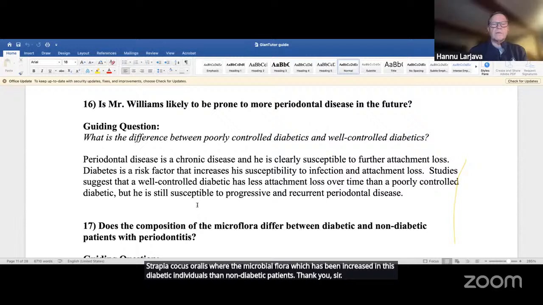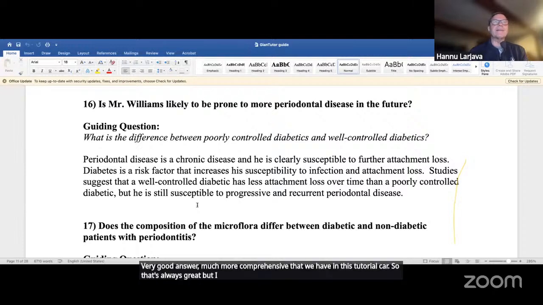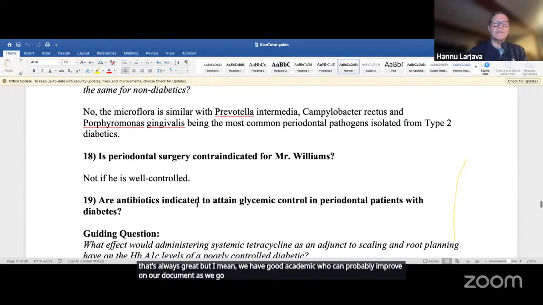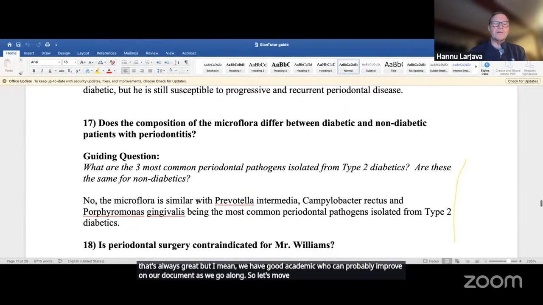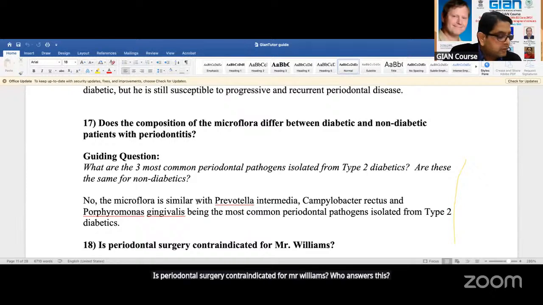Very good answer, much more comprehensive than what we have in this tutor card, so that's always great. But we have good academics who can probably improve our document as we go along. So let's move to the next question, which is: is periodontal surgery contraindicated for Mr. Williams? Who has to answer this? It is the Amity Aligarh group.